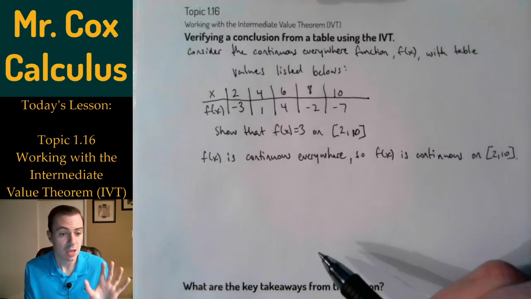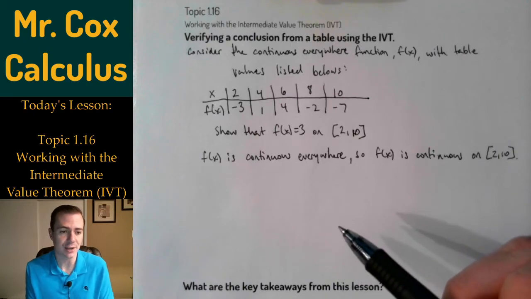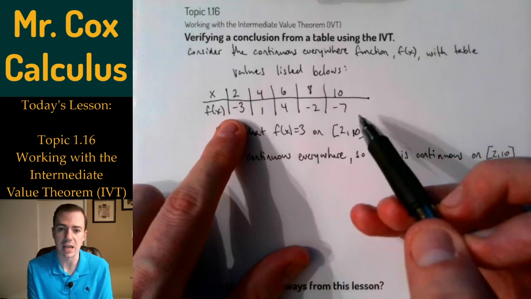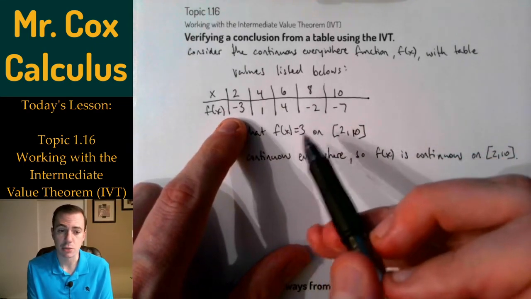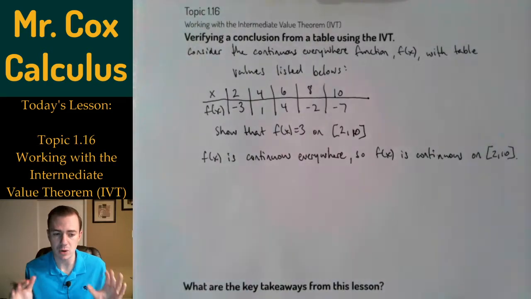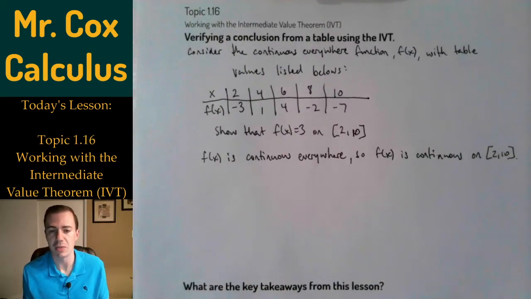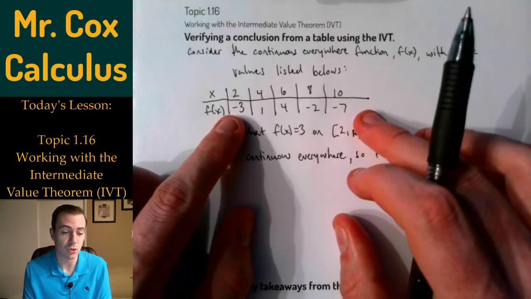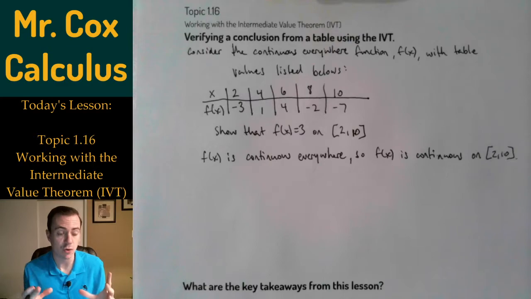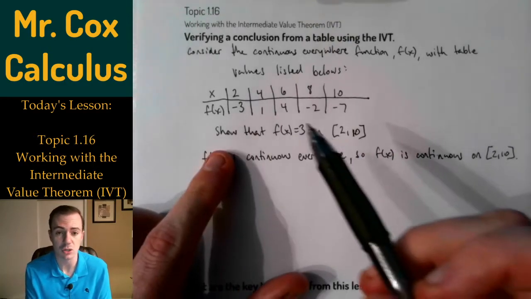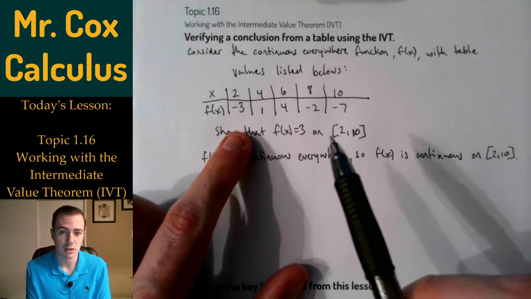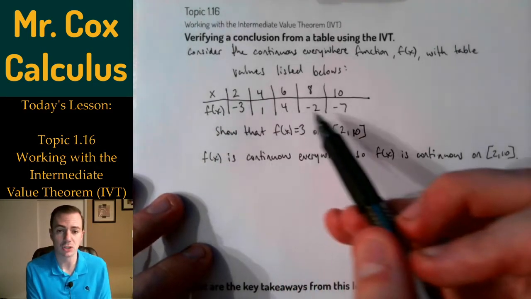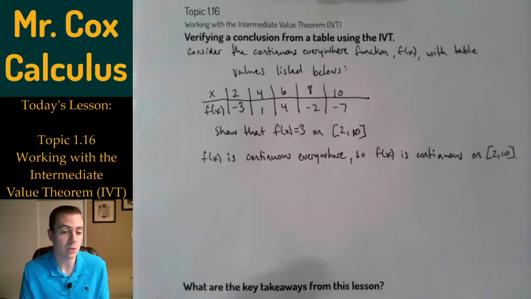When using the IVT, though, we're actually going to have to look at a different interval, because f of 2 is negative 3 and f of 10 is negative 7. 3 is not in between those values. So if I'm trying to have an airtight argument using the intermediate value theorem, I actually cannot use the interval from 2 to 10. I can use a smaller interval within that interval, but I can't use 2 to 10 without at least narrowing it down a little bit. So I need to pick function values where 3 is sandwiched in between them.